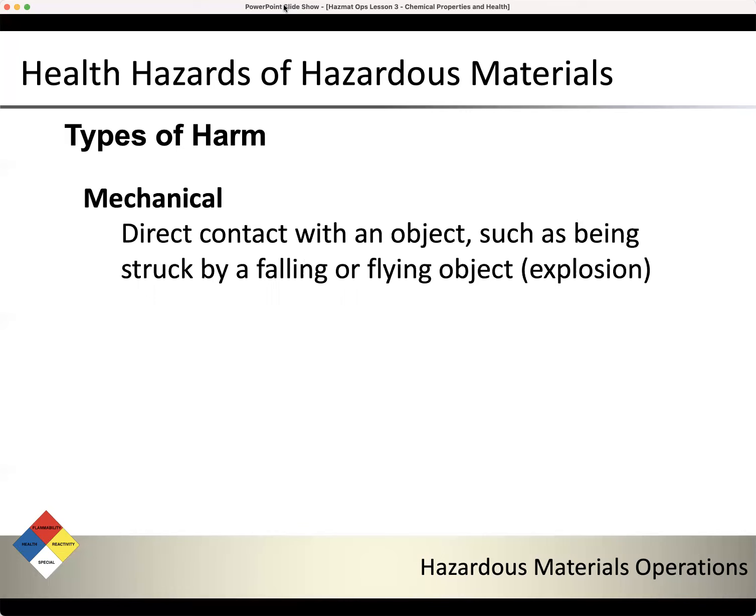Next is mechanical harm. This is direct contact with an object, such as being struck by a falling or flying object in the presence of an explosion. So remember we talked about that BLEVE, that boiling liquid expanding vapor explosion. That tank ruptures and explodes, and part of that tank hits you. You've just received mechanical harm.